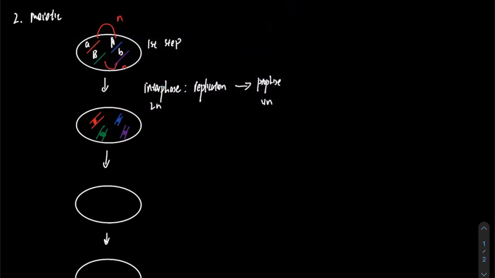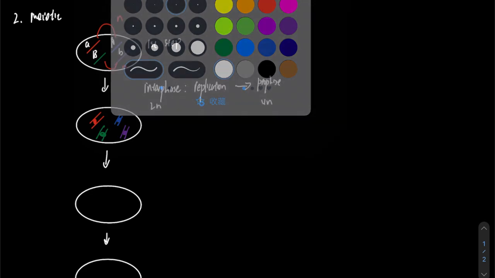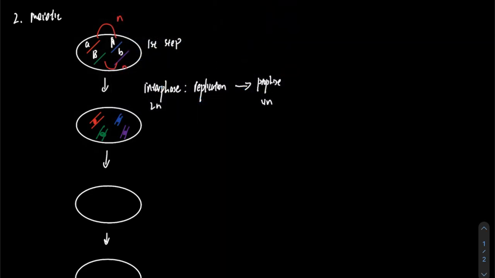And it is really important to know their names. So big A and small a, they're homologous. And for these two, all of them are sister chromatids. The difference between homologous chromosomes and sister chromatids is that sister chromatids are basically totally the same. It just replicates: big A replicates to a big A, small a replicates to a small a.